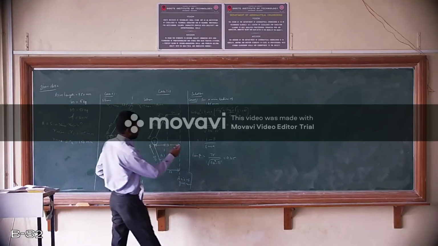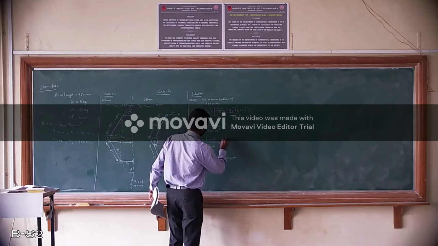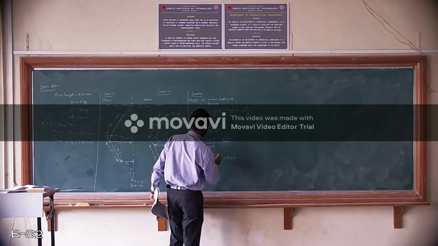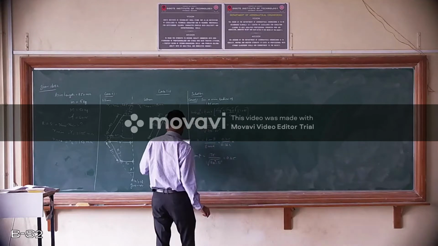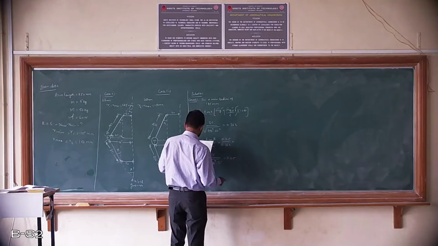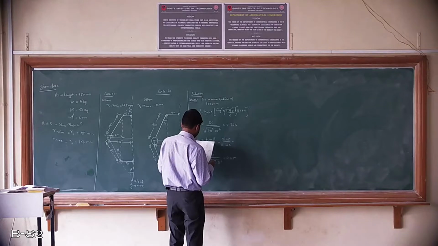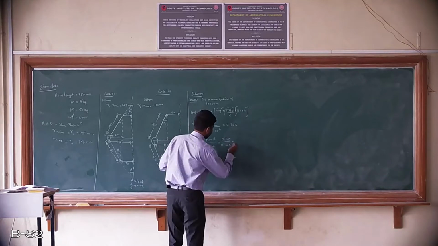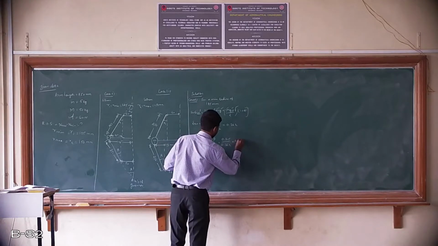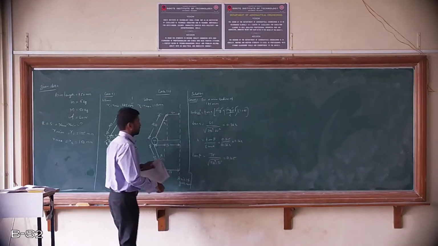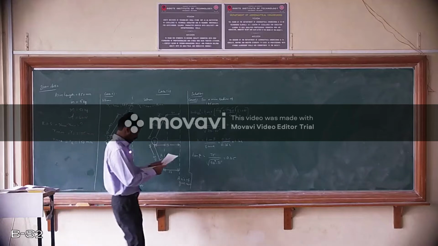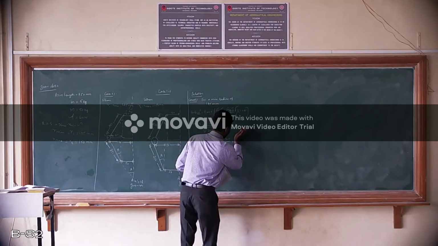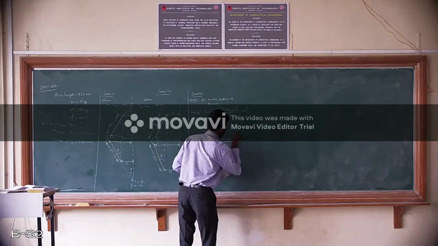So now I can get the value of k as 0.315 divided by 0.362. The value of tan alpha is 0.362. The value of k is 0.87.